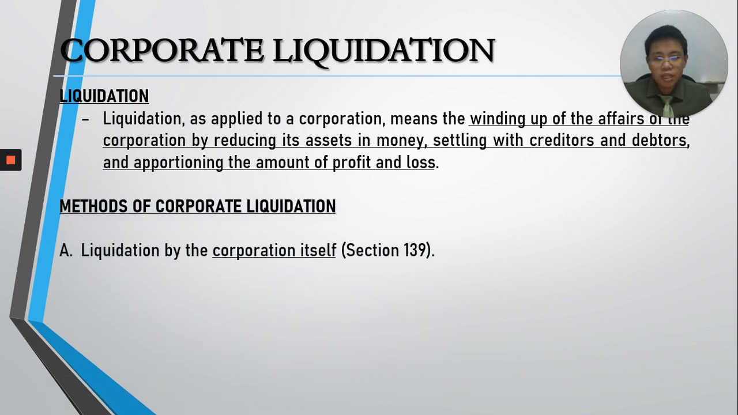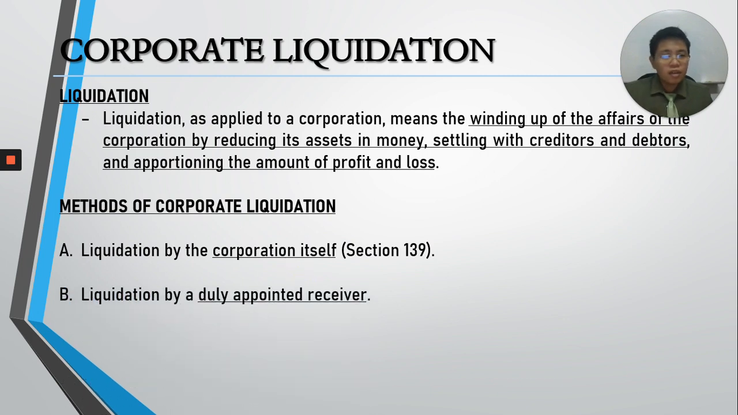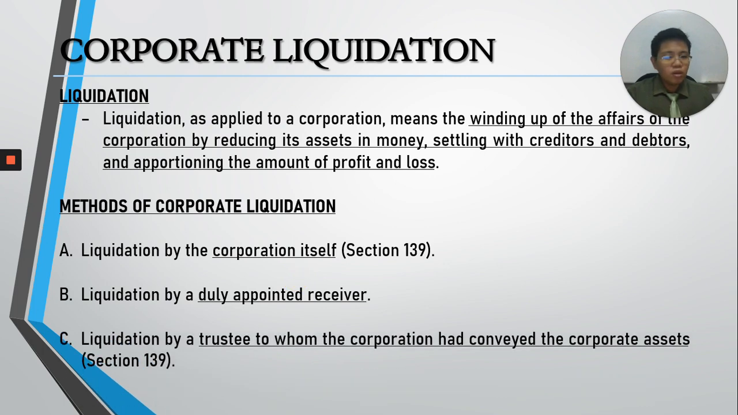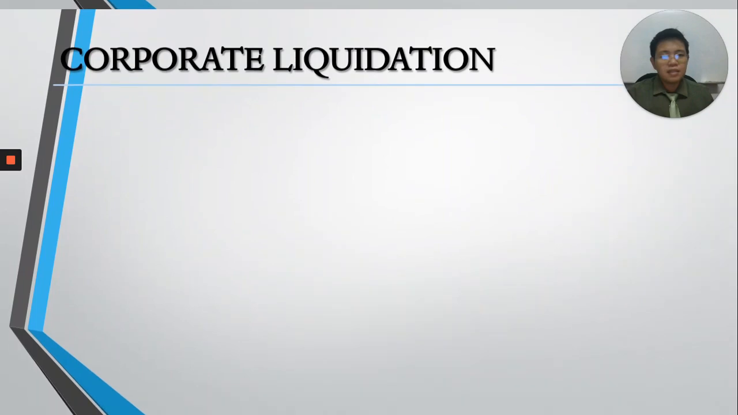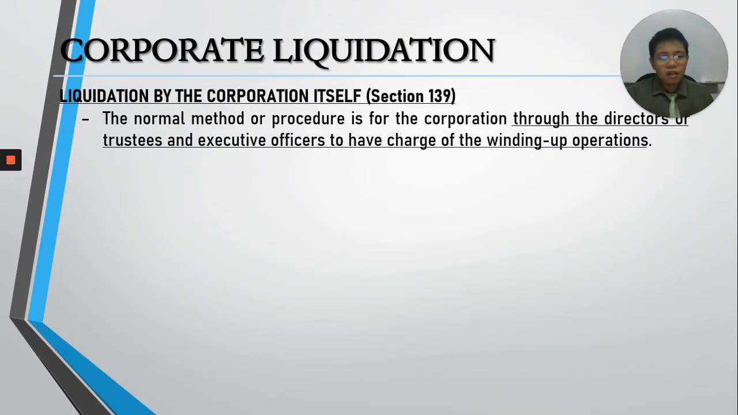So, methods of corporate liquidation. Corporation can liquidate its affairs by itself. Corporation can be liquidated by a duly appointed receiver. So it is the SEC who will appoint, or the courts who will appoint a receiver. What else? Liquidation by a trustee to whom the corporation had conveyed corporate assets. So liquidation by the corporation itself. So remember, this is done through the directors or trustees or executive officers who are in charge of the winding up of operations. So yun ang normal method daw or procedure.